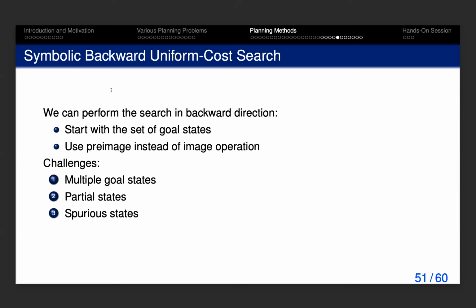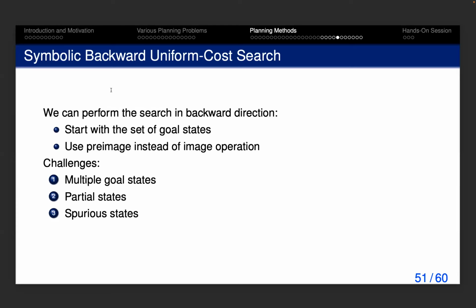So that was the forward direction, and really quickly, you can also do the backward direction. Why can we do that? Or how can we do that? First of all, you start with the set of goal states, and then instead of the image computation, you use the pre-image computation. There are some challenges usually in planning for doing backward search, which is why it's not really that popular. The reason is that you have multiple goal states, and also that you sometimes get partial states, again representing multiple states.